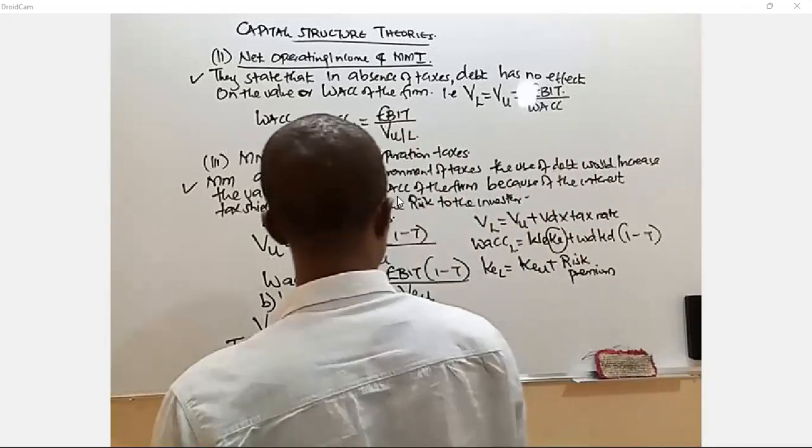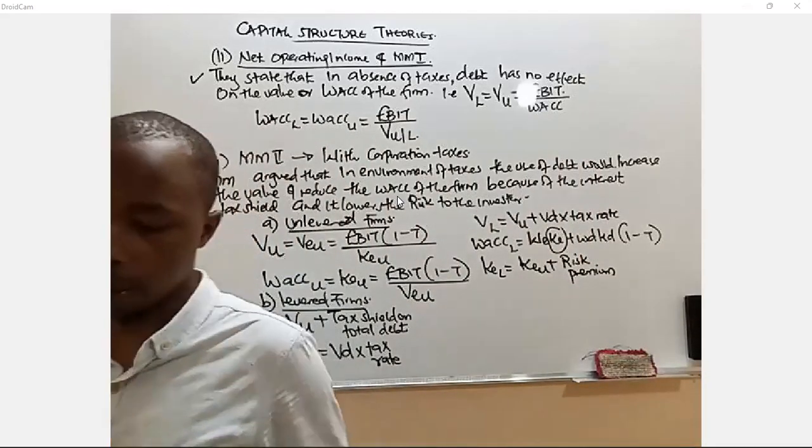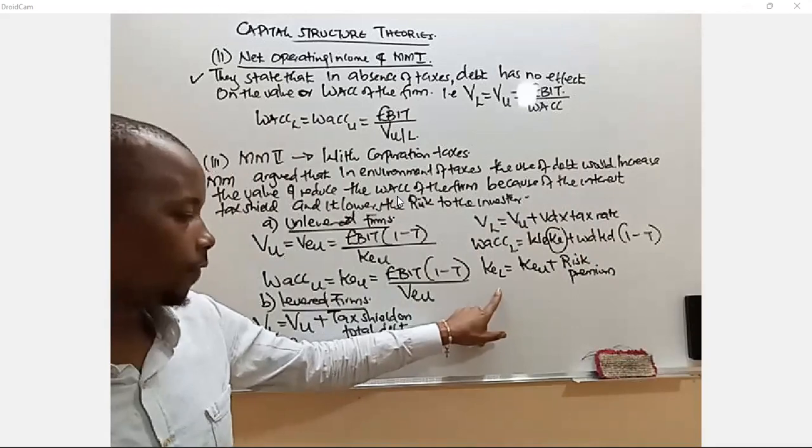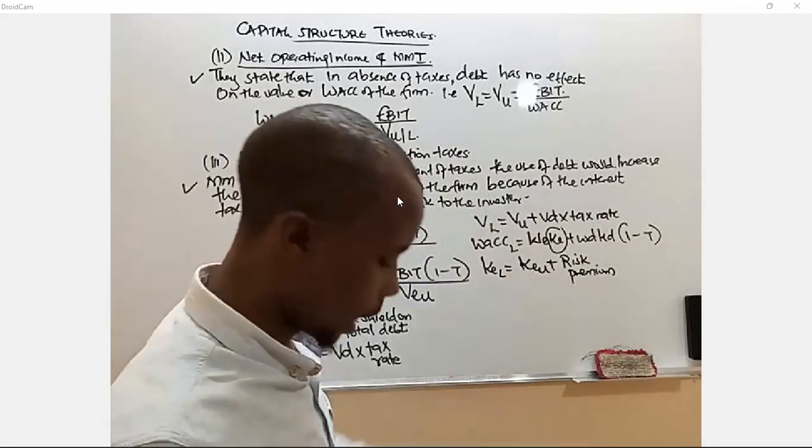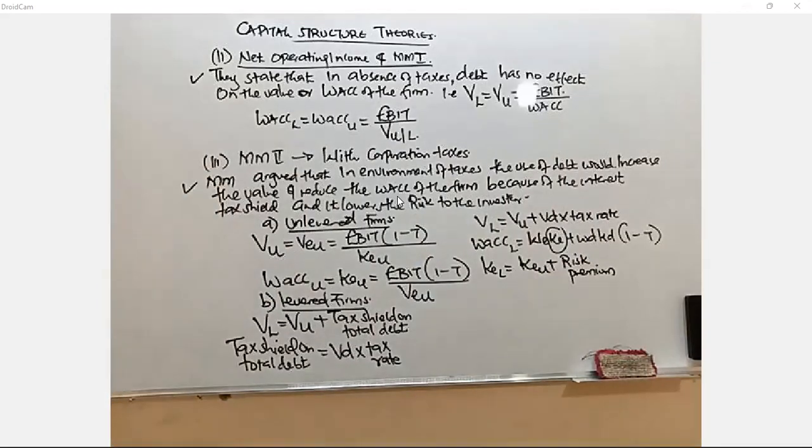Right? I've said if we are calculating the cost of equity of the levered firm, it means I'm going to be taking the cost of equity of unlevered. We add the risk premium. But sometimes students normally ask, how are we getting this risk premium?